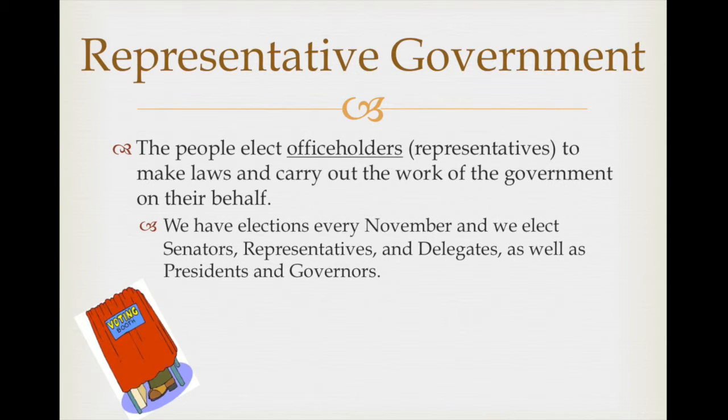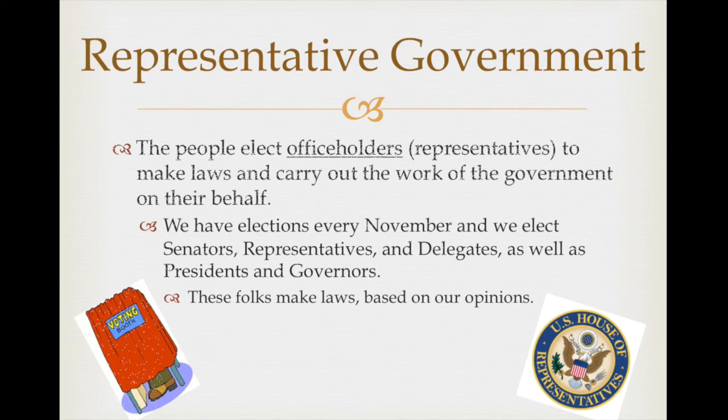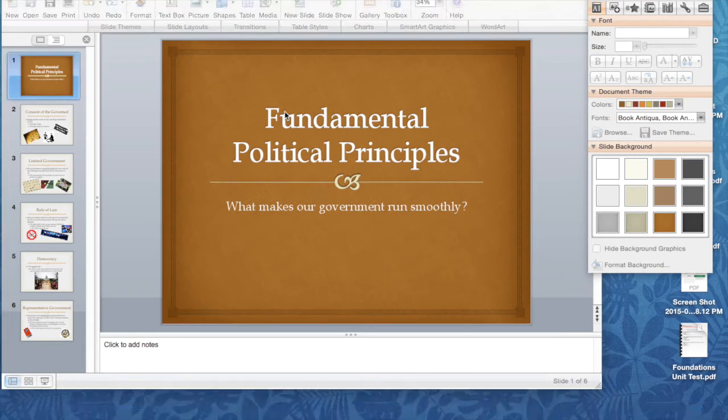So we have elections every November, and in November we elect people such as senators or representatives, delegates at the state level, presidents or governors, and we also have local elections. And the election this November is going to be our local election. So we're going to be electing people to the Board of Supervisors, to the school board, etc. These guys are in charge of making our laws, but they have to be based on our opinion.